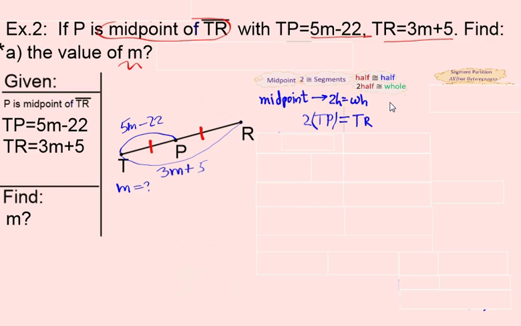Now I'll continue with substituting algebraic values. So the expression on the left will look like 2 times the whole quantity that represents TP. So that would be 5m minus 22. And think about what will be on the right side. The quantity that represents TR, which is 3m plus 5. So observe this equation. Now it's algebraic skills that will help us find the answer.